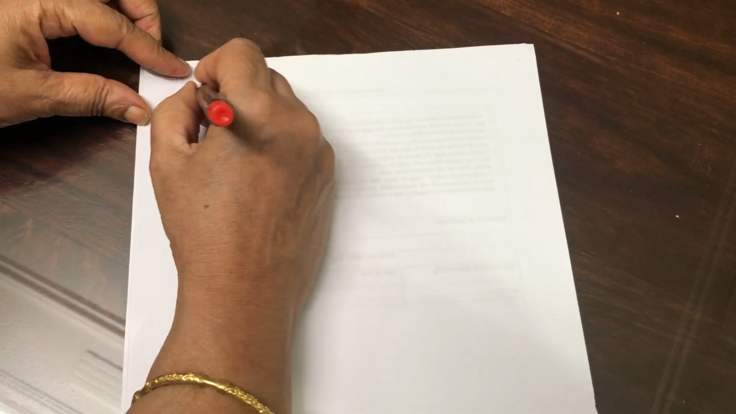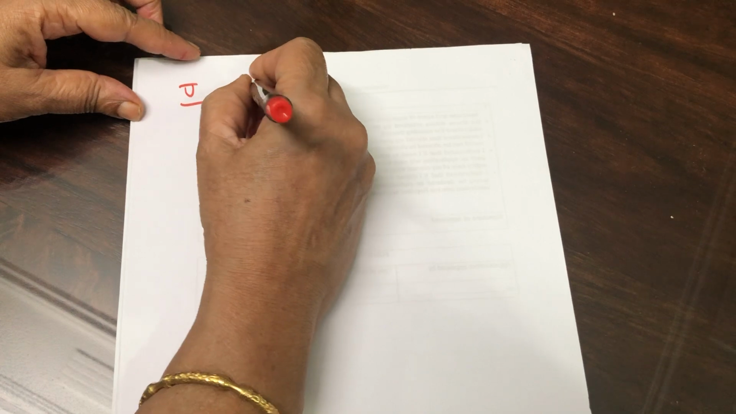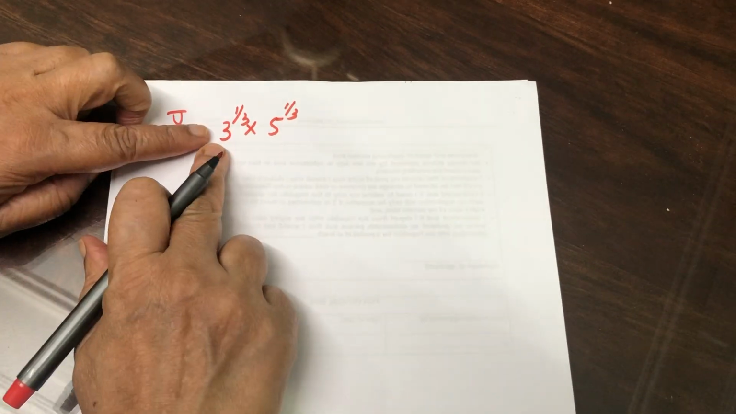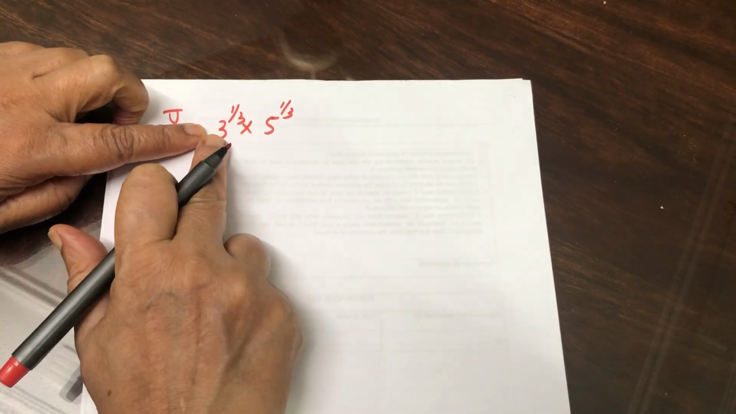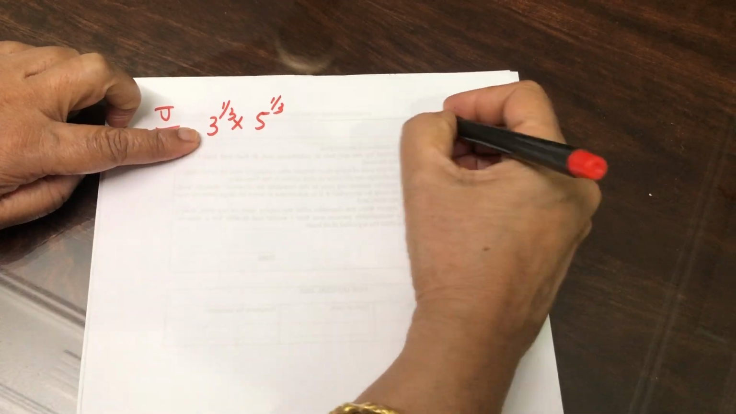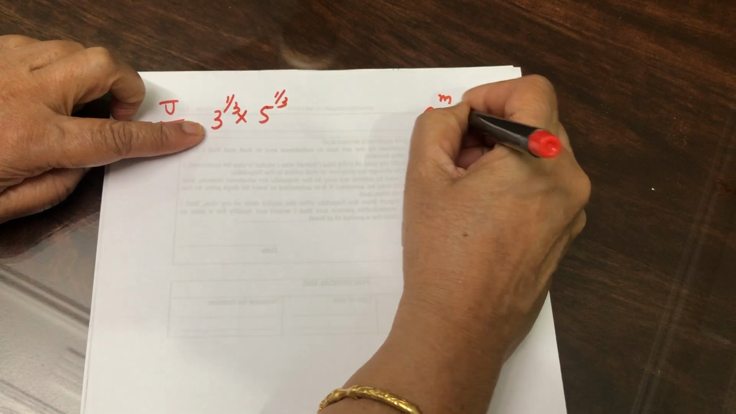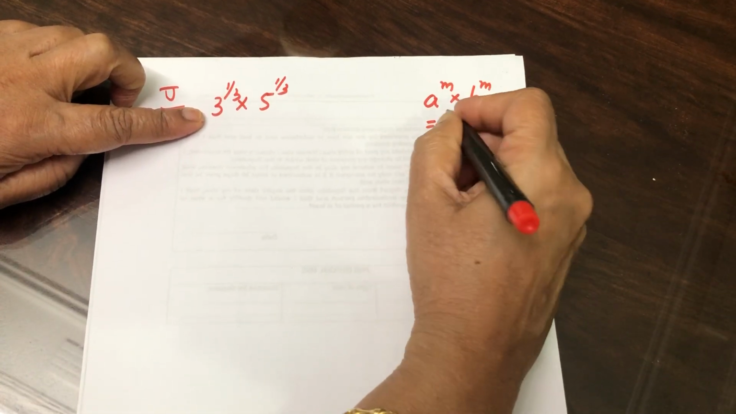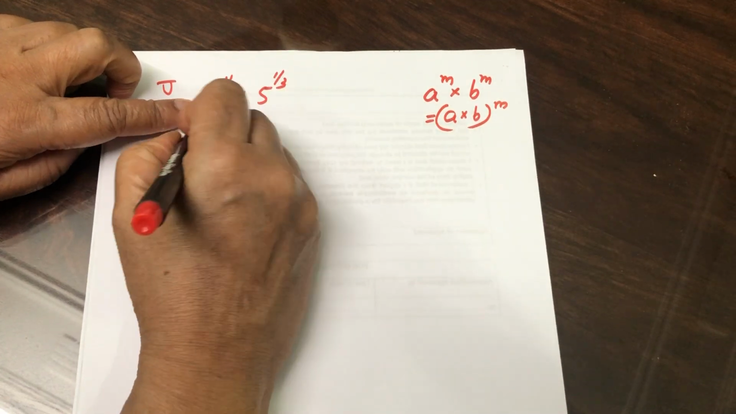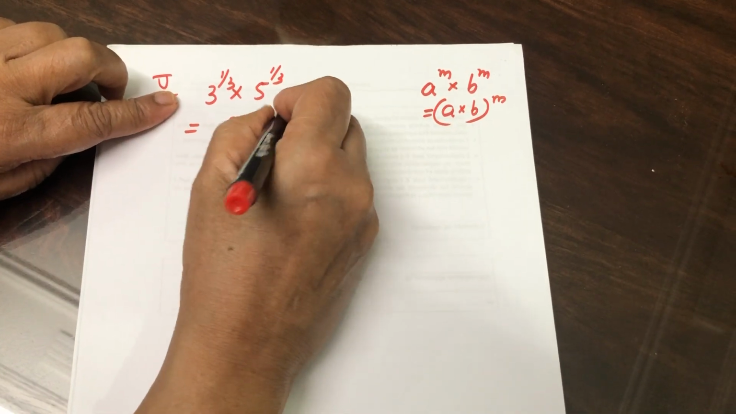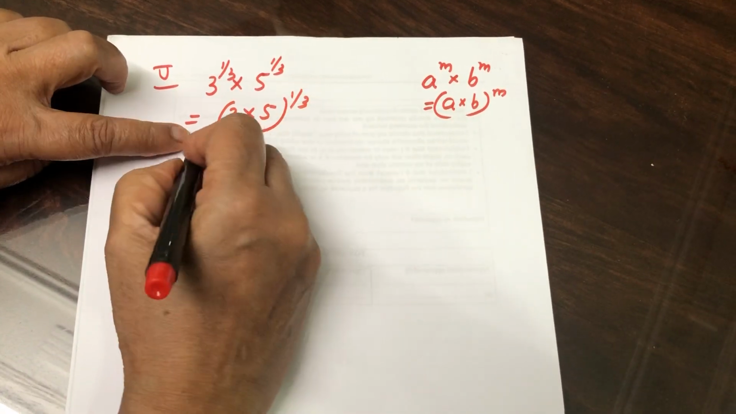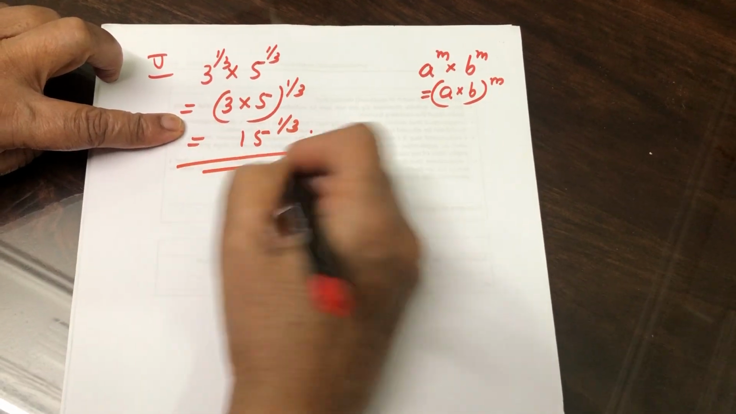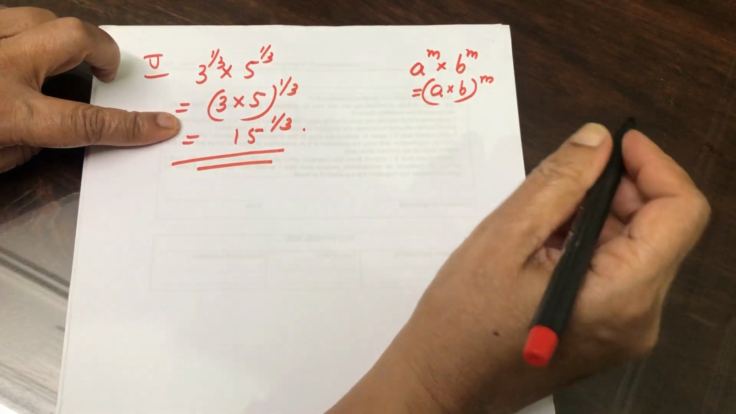Now the fifth one is 3 raised to 1 by 3 into 5 raised to 1 by 3. Here you can see the exponent is the same, the base is different. A raised to m into b raised to m is a into b, the whole raised to m. So this is 3 into 5, the whole raised to 1 by 3. That is 15 raised to 1 by 3.